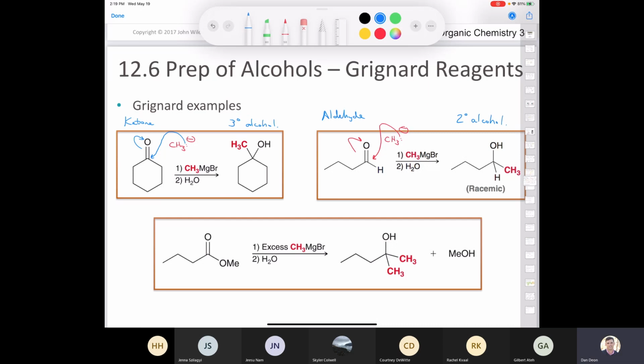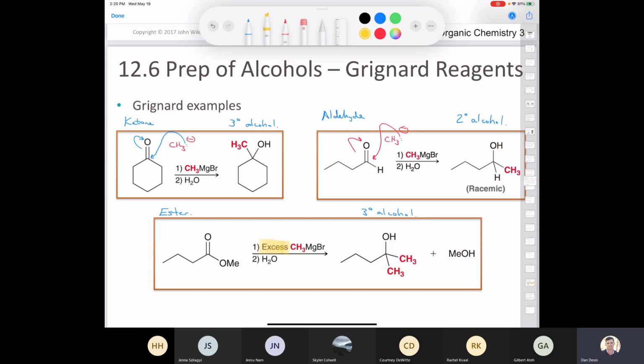And you can also do a Grignard reaction on an ester. So here we have an ester. And you also make a tertiary alcohol when you do a Grignard reaction with an ester. The difference is that when you do a Grignard reaction with an ester, you have to use excess of the Grignard reagent followed by the addition of water. If we look at the mechanism for the Grignard reaction with an ester, you'll see why we need to add a second equivalent of the Grignard reagent.